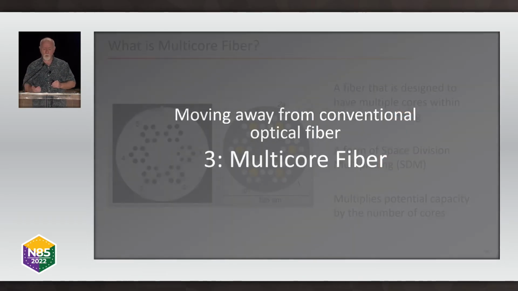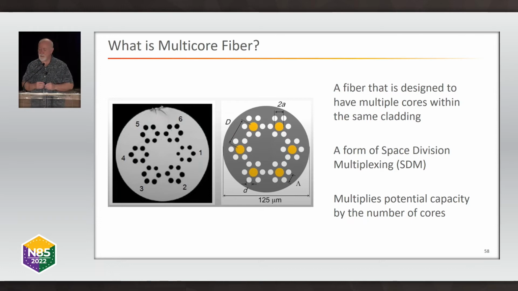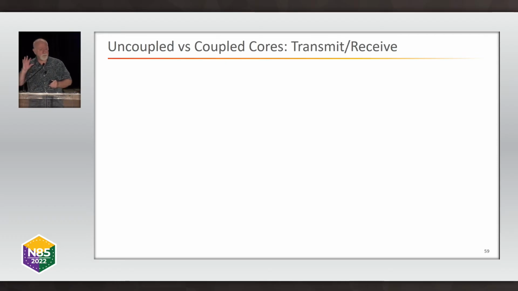What about multi-core fiber? This is a really interesting option. When you consider the size of these structures, it really is a form of nano-engineering, I think. It's a fiber that's designed to have multiple cores within the same cladding. This is a form of space division multiplexing because we're transmitting across multiple fiber cores. The capacity of the fiber is now multiplied by the number of cores, which sounds like a good return. There are, generally speaking, 2 types of multi-core fiber, uncoupled and coupled core.